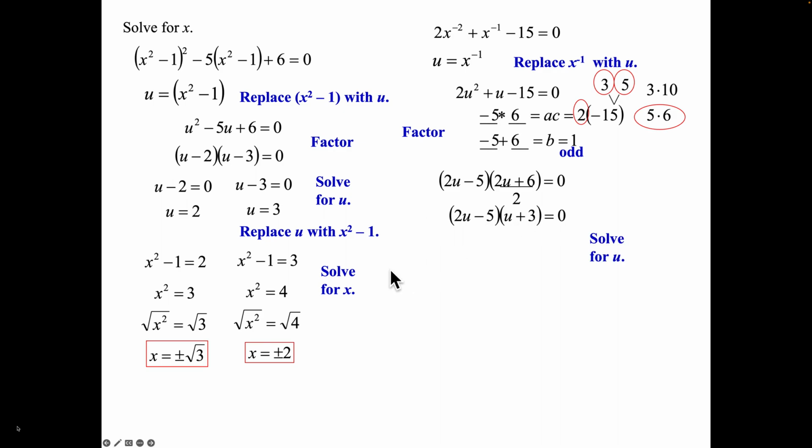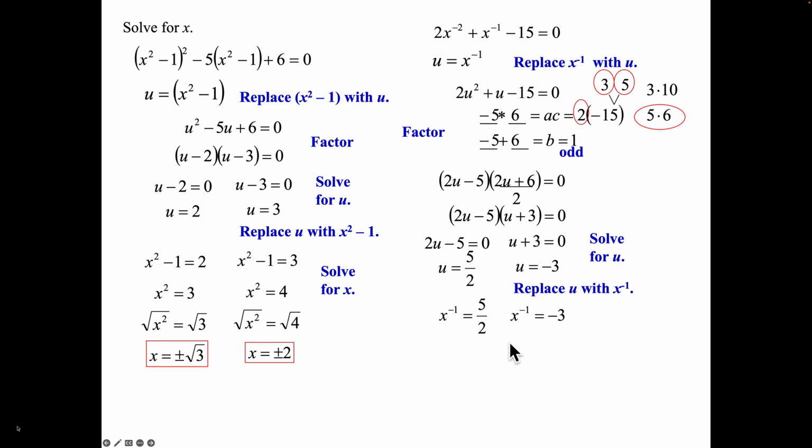We'll set those equal to 0. Add over the 5, divide by 2, subtract over the 3. Bring in x to the negative 1 for u. Now, to get this negative 1 to be a positive 1, you have to raise it to the negative 1 power. So both sides raised to the negative 1.